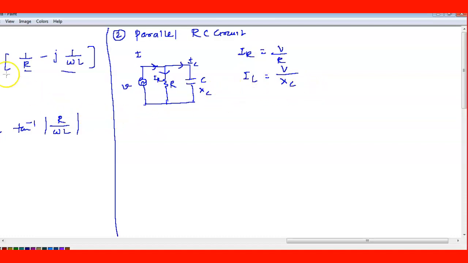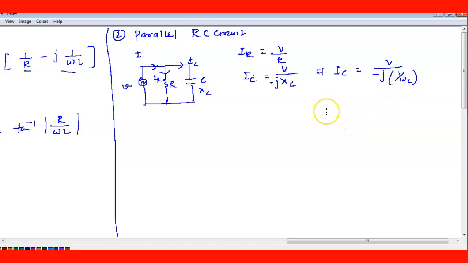Sorry, this is IC, V by XC, also correct, minus j into XC. Okay, because already you know this will be behind by minus 90 degrees. So capacitor we have already discussed in the previous video. So I can write here, IC is equal to V upon minus j XC, and XC is equal to 1 upon omega C, right?